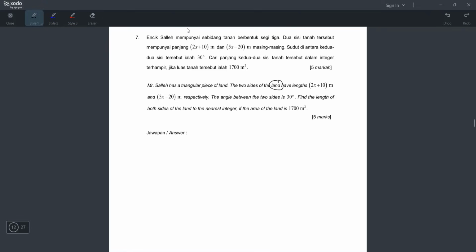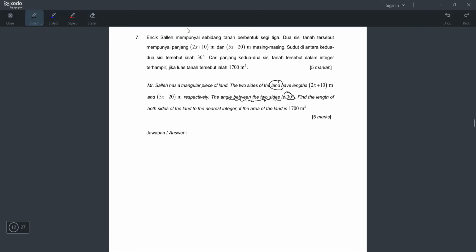Oh, so they gave us two sides, right? And then they say the angle between the two sides, meaning the included angle, right? The angle in between these two sides is 30 degrees, right? It means we call this the included angle. And then they say find the length of both sides of the land to the nearest integer if the area is 1,700. I think you have to draw it out.